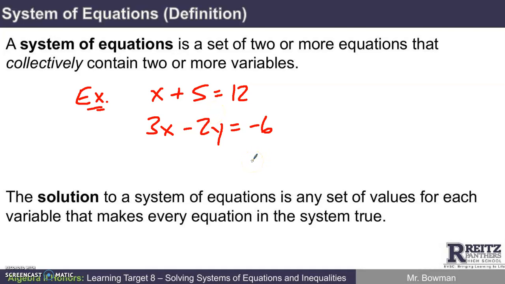The solution to a system of equations is any set of values for each variable that makes every equation in the system true. So any ordered pair, in this case, x comma y, that makes both equations true is called the solution to this system. And our goal when we ask you to solve a system of equations is for you to try to find the ordered pair that would solve each equation in the system.